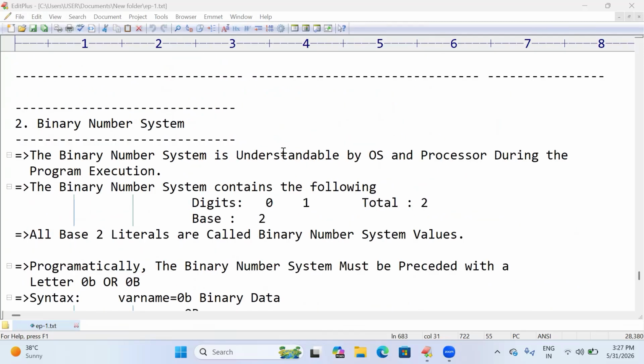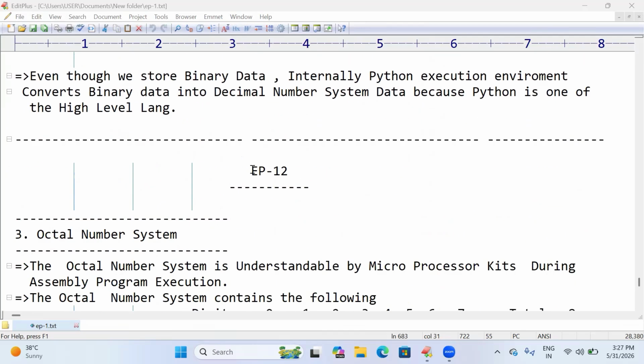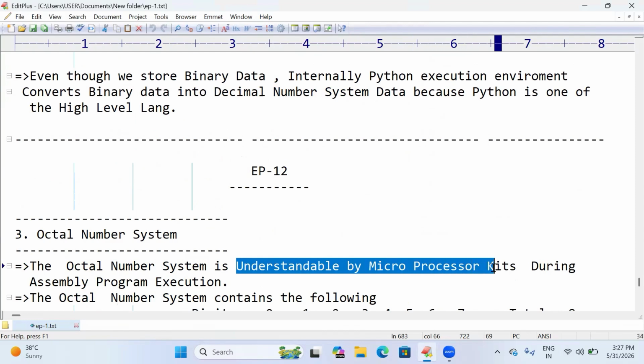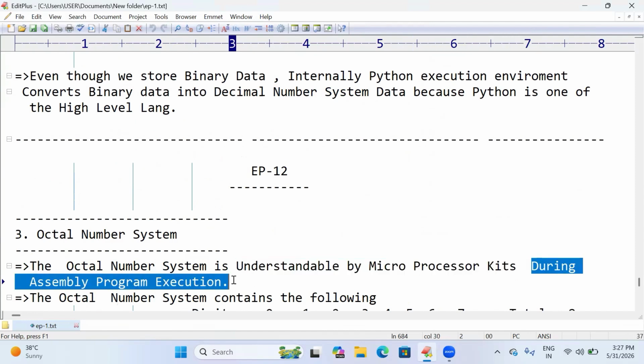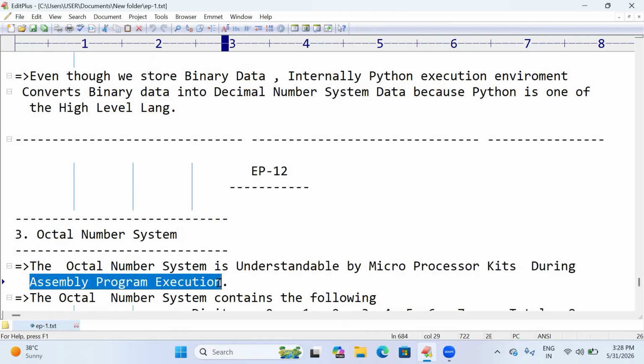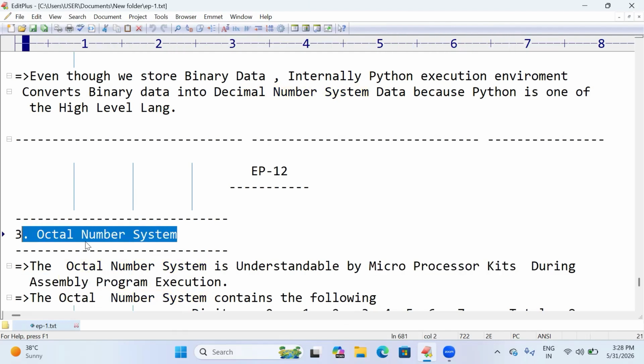In the previous episode, we discussed the binary number system and the decimal number system. In today's episode, we are going to discuss the octal number system. These number system values are stored by the INT data type. The octal number system is understandable by the microprocessor kits during assembly program execution. These microprocessor kits are familiar to ECE background students. So when an assembly program is executing, at that time microprocessor kits can understand this type of octal number system.